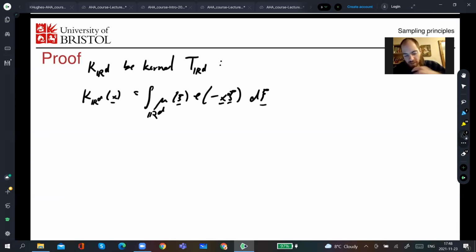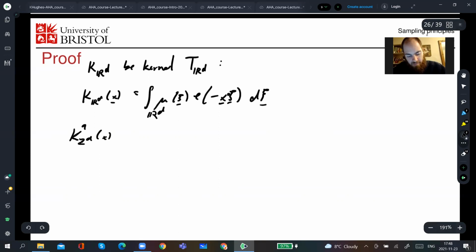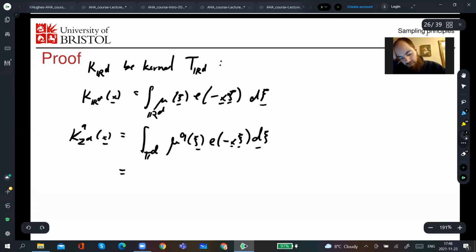Okay. Similarly, K_Q of Z^d of x would be the integral over T^d of mu of Q, x, c, e to the minus x c dx. Right, and that is actually a little bit different now.